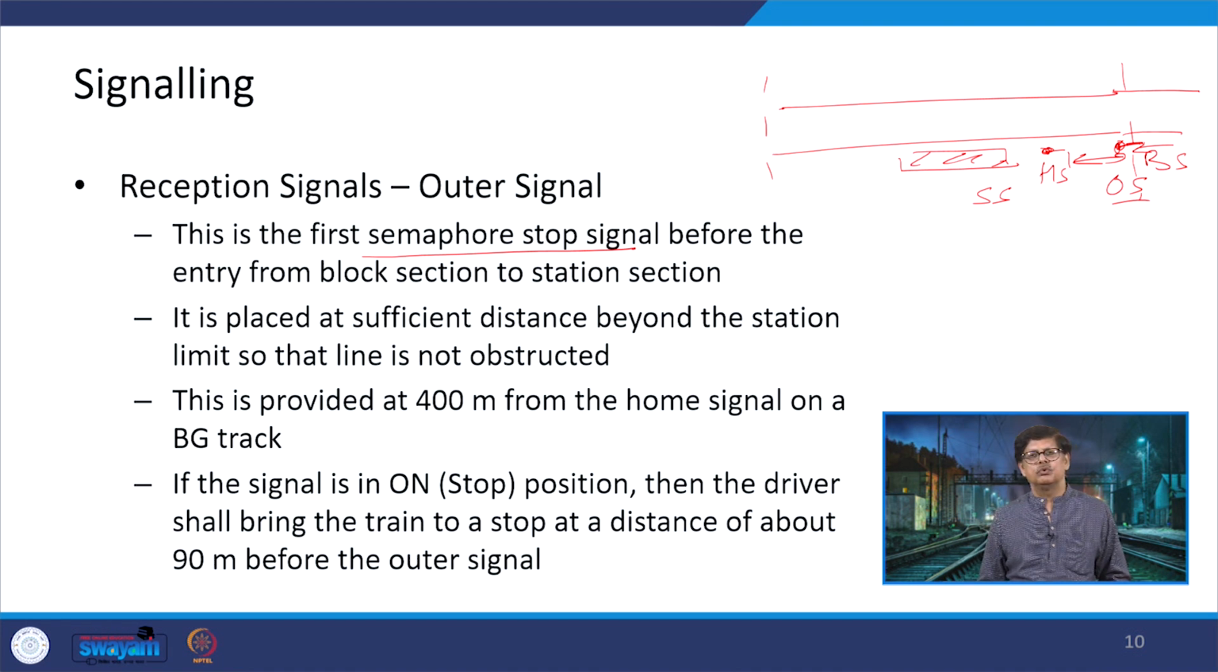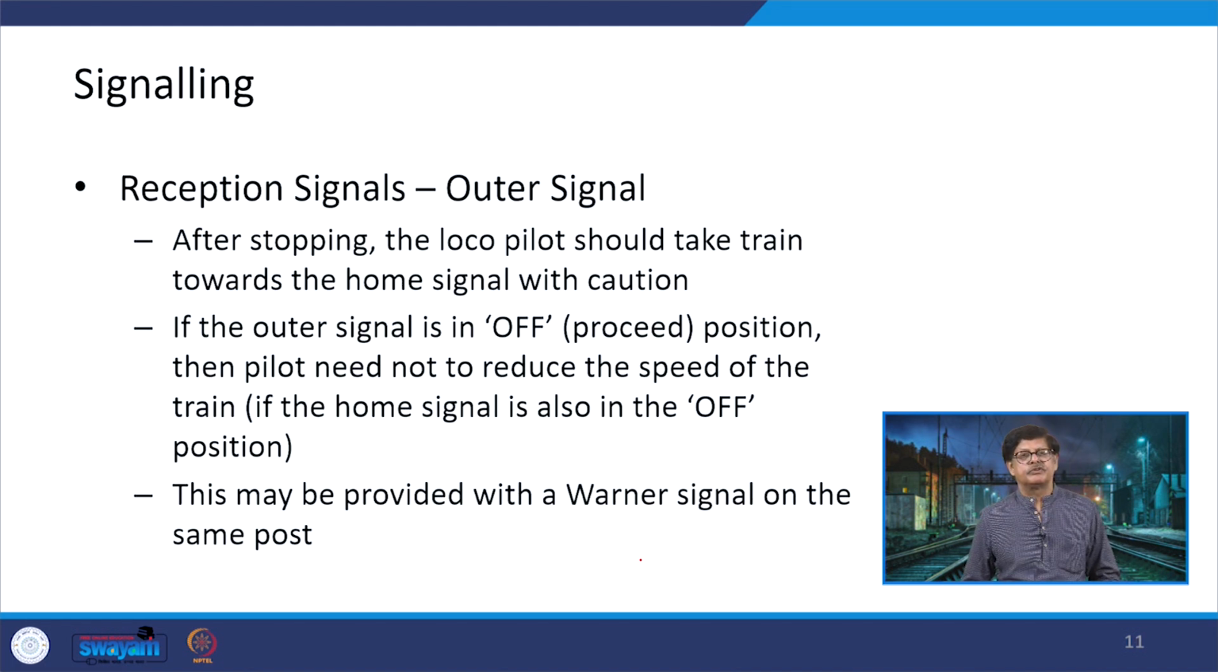If the signal is in on position, that means a stop, then the driver shall bring the train to a stop at a distance of about 90 meters before the outer signal. So, if the train has to be stopped, it is going to stop here, and the distance between the position where the train has been stopped and this outer signal is 90 meters. After stopping, the loco-pilot should take the train towards the home signal with caution. So, first of all it has to be stopped dead and then only it will start moving with caution.